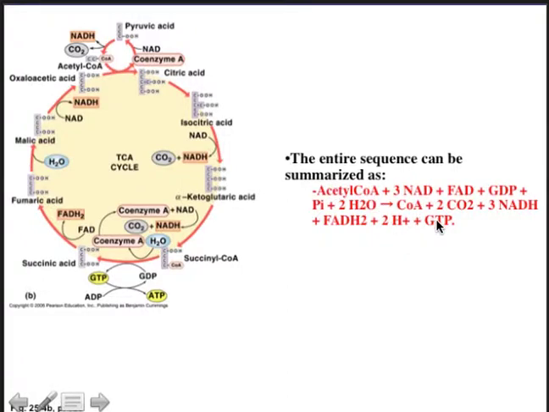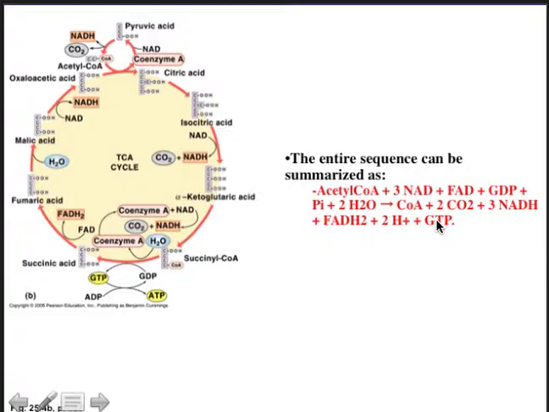Now, in the process of performing all these steps, some heat is generated. That's a byproduct of any chemical reaction in a living system, the generation of some amount of heat. That heat is forever lost as usable energy, but remember that physiologically it has a purpose.